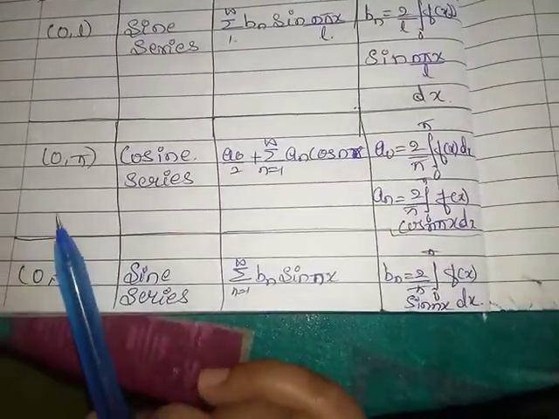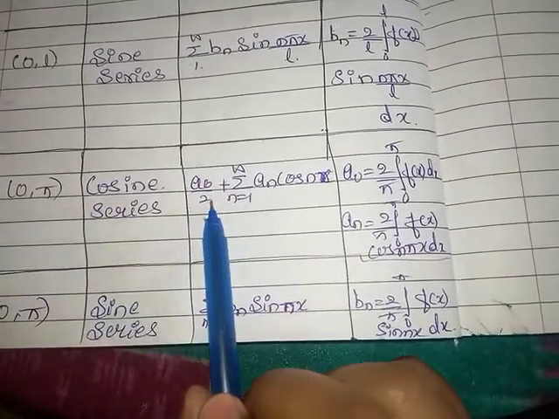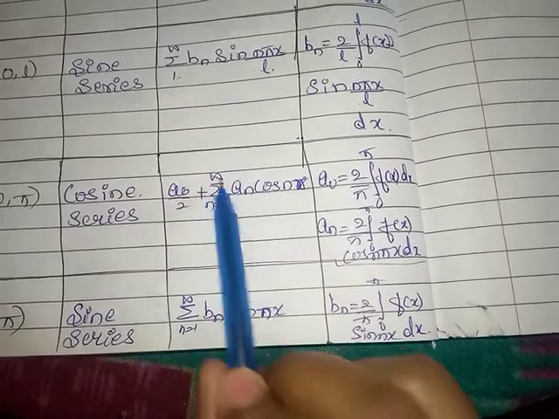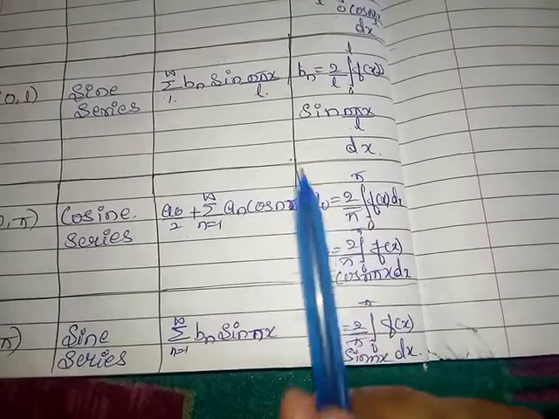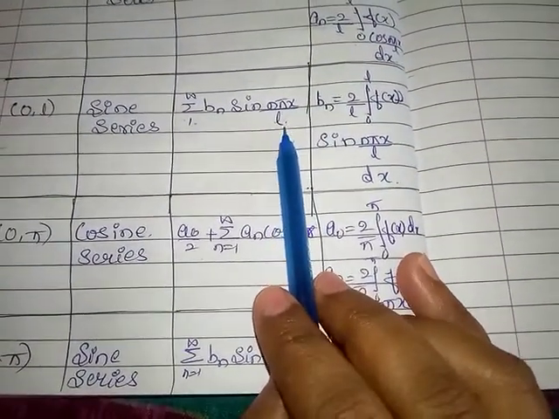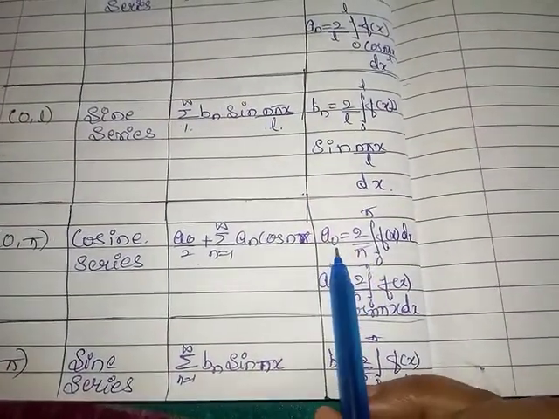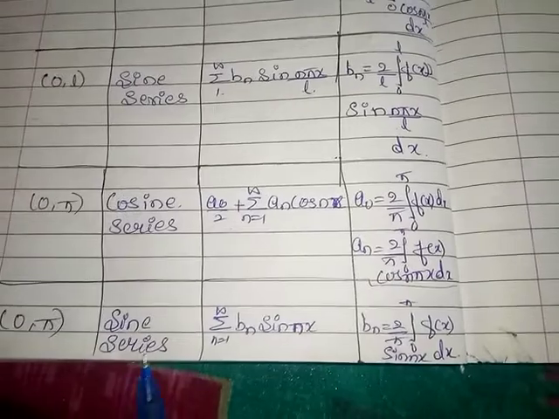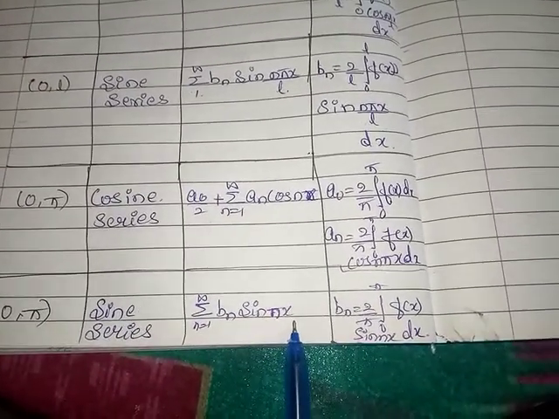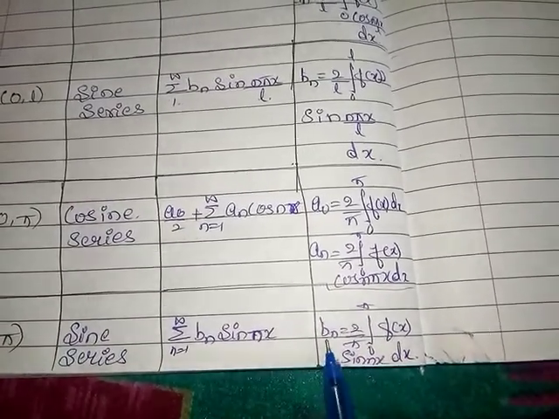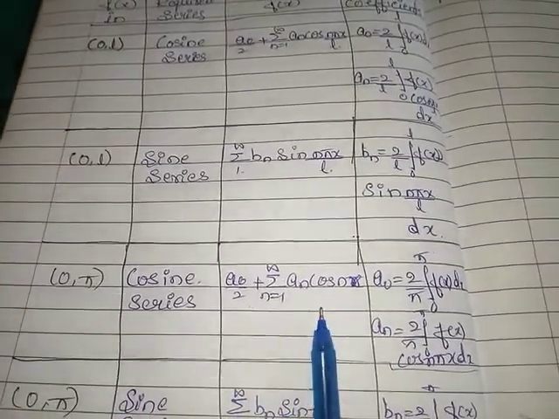Similarly, for the interval 0, pi, when we consider L as pi, the cosine series is a0 by 2 plus summation n running from 1 to infinity an cos nx. Simply, in place of L you have to take pi here, pi gets cancelled, and you are left with only nx, and the a0 value and an value are this one. Similarly, for the sine series, summation n running from 1 to infinity bn sin nx, where the bn coefficient is equal to this one. You have to remember this box.